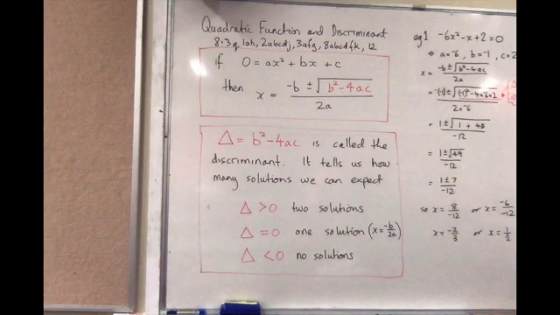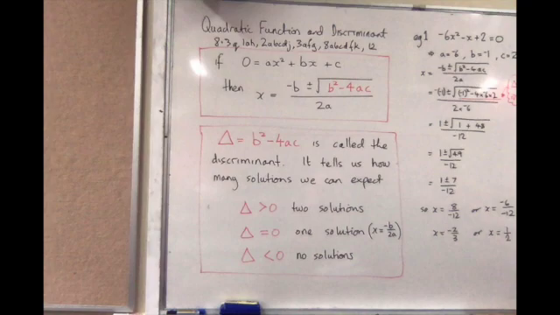The quadratic formula is this one up the top here: x equals minus b plus or minus the square root of b squared minus 4ac, over 2a. And that bit under the square root sign is an important bit called the discriminant, and it tells us how many solutions there will be.